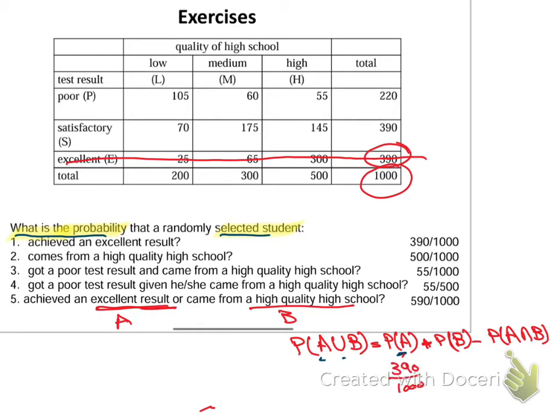This is the probability of excellent results. Okay, because excellent result, this is the one, and the total 1000.